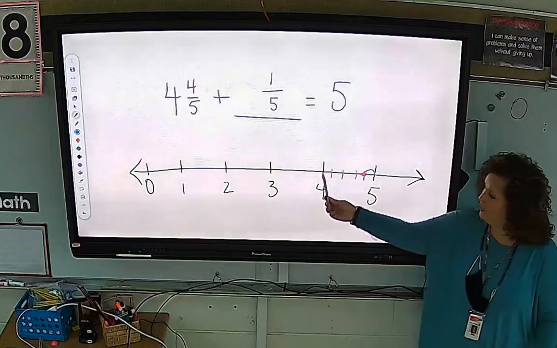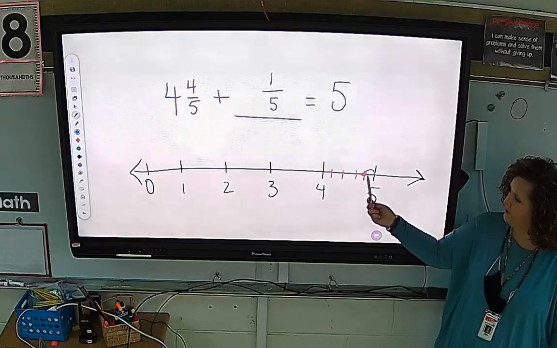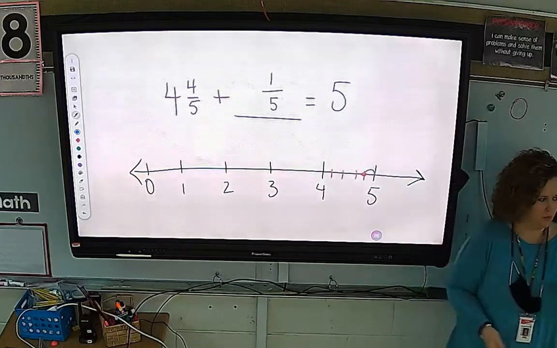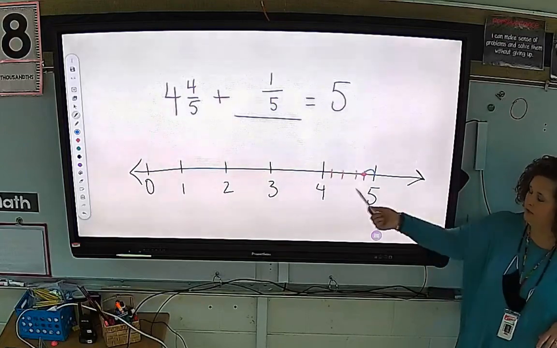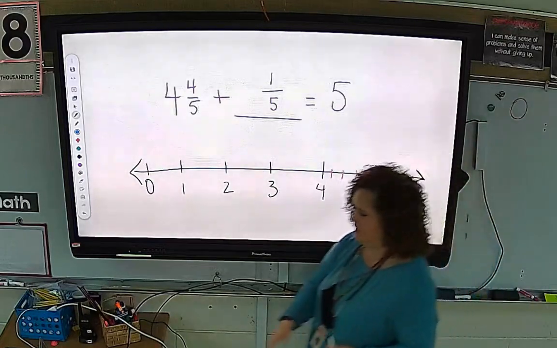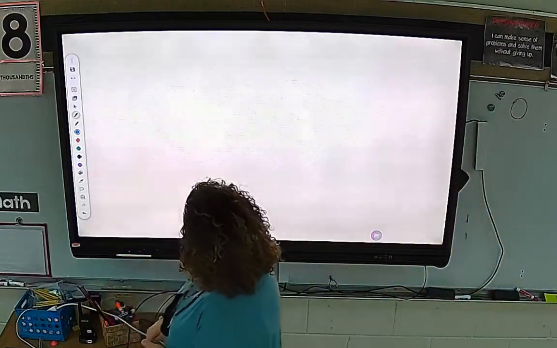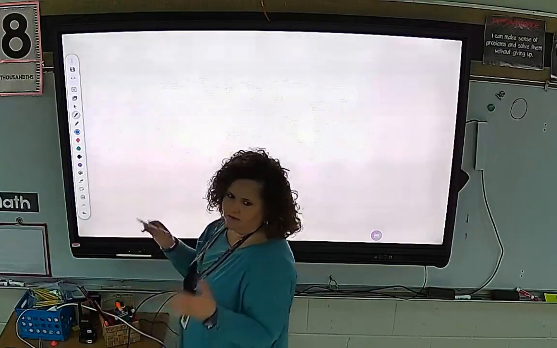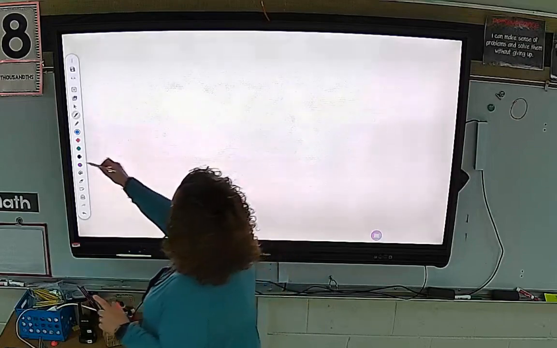If I'm at 4 4/5, I'm here. How much more do I need to get to 5? That's what that math problem is asking you. Just one little fifth. Okay? So that number line helps you see what we're talking about. All right, let's do one of these together. So on your board, oh, wait a minute. This is really scary. Hold on.